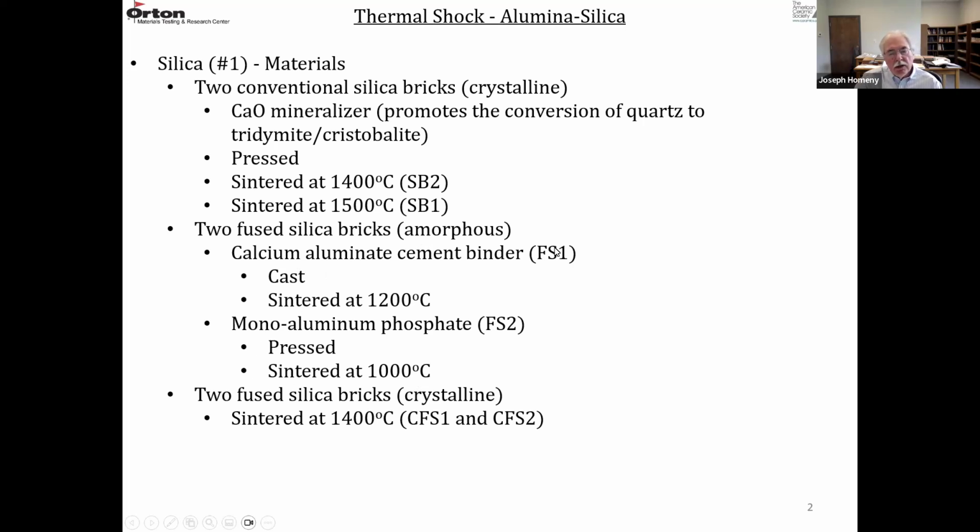And then in this experiment, the investigators took the two fused silica bricks and brought them up to 1400 degrees C to crystallize them. So it's not complete crystallization. There's still some amorphous material. So the two fused silica bricks were heat treated to crystallize them, and crystallized fused silica 1 and crystallized fused silica 2 is the notation.